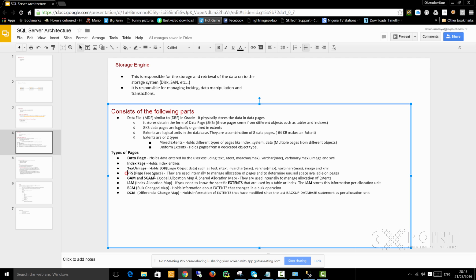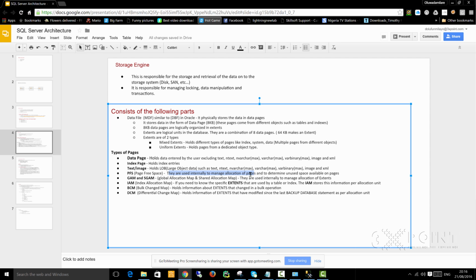Now things get more interesting when we start talking about PFS, GAM, SGAM, BCM, and DCM. You see all these ones, they are more like metadata pages. And what do we mean by that? Metadata means data about data, and page free space, which is the PFS, is usually used internally to manage allocation of pages.